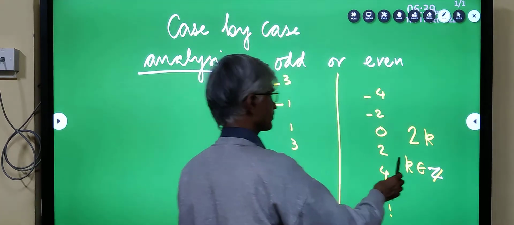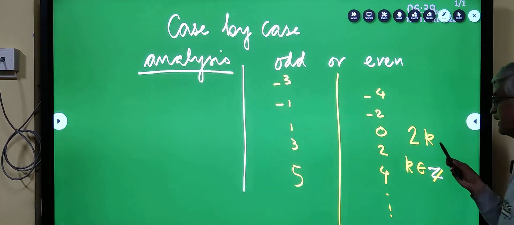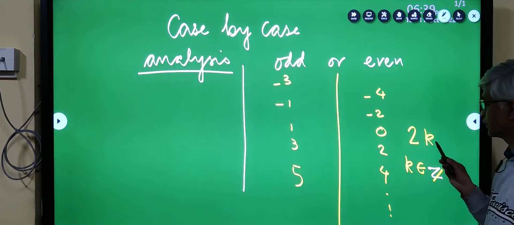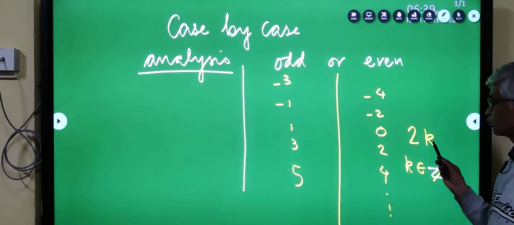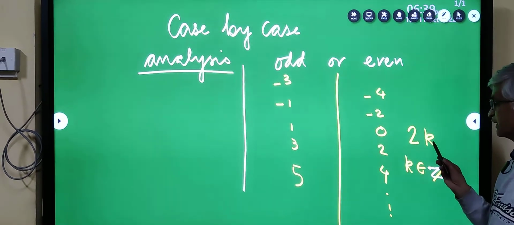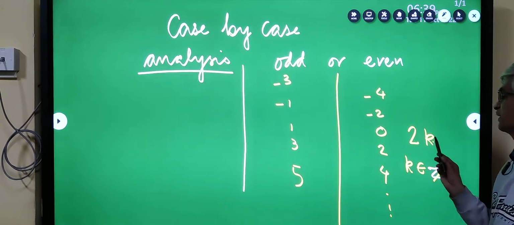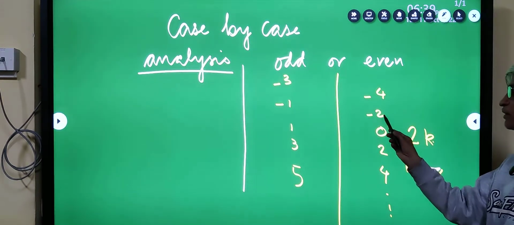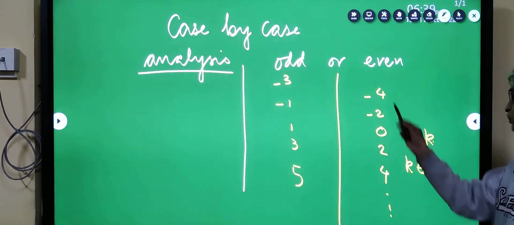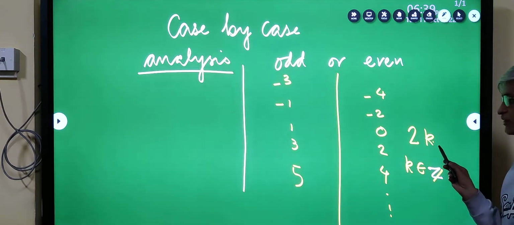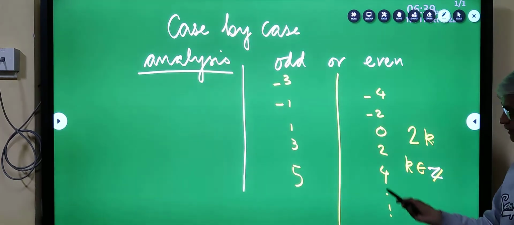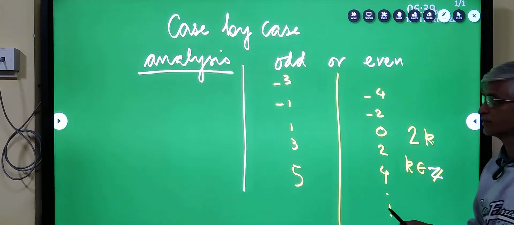So, for instance, if I take k equal to 0, I get 0. If I take k equal to 1, I get 2. If I take k equal to 2, I get 4. And if I take k equal to -1, then I get -2, and so on. So by taking different values of k, I get all the even numbers.